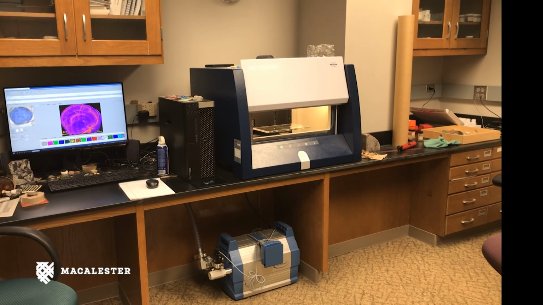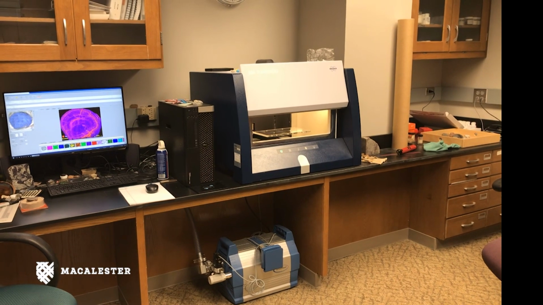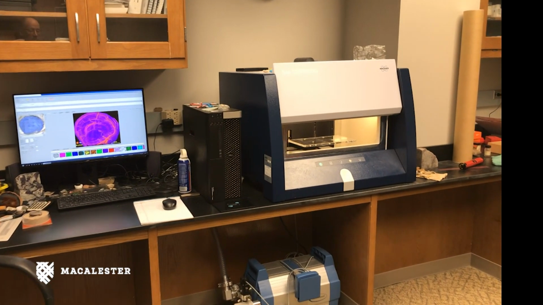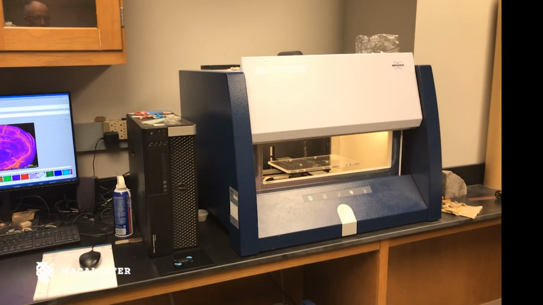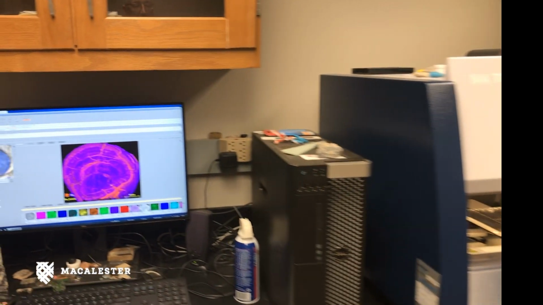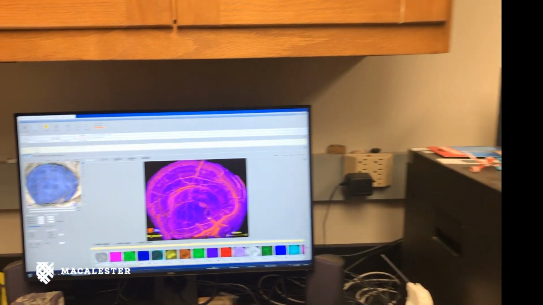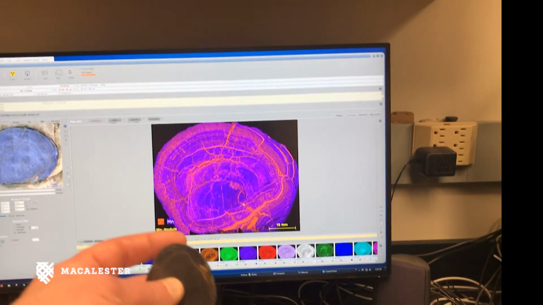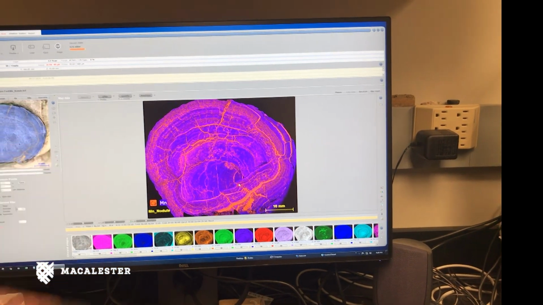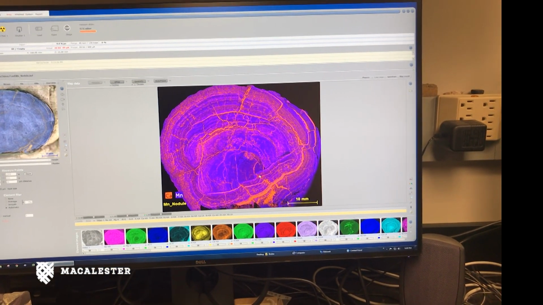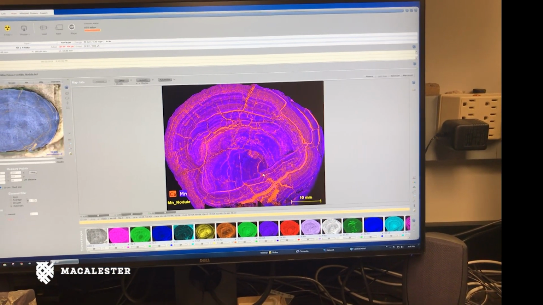The latest addition to the Keck Lab is the Bruker M4 Tornado Micro XRF X-ray Spectrometer. This technology uses a high precision stage to pass a sample underneath a focused 20 micron X-ray beam that allows us to measure the distribution of elements within a sample with high precision. This particular sample shows the distribution of manganese and calcium within a manganese nodule collected from the ocean floor. Pretty spectacular image.